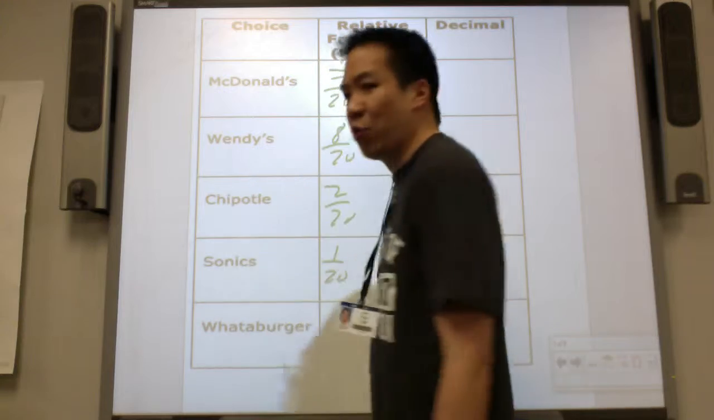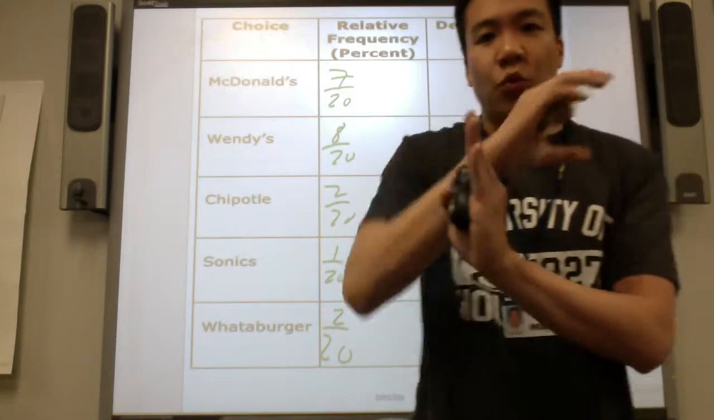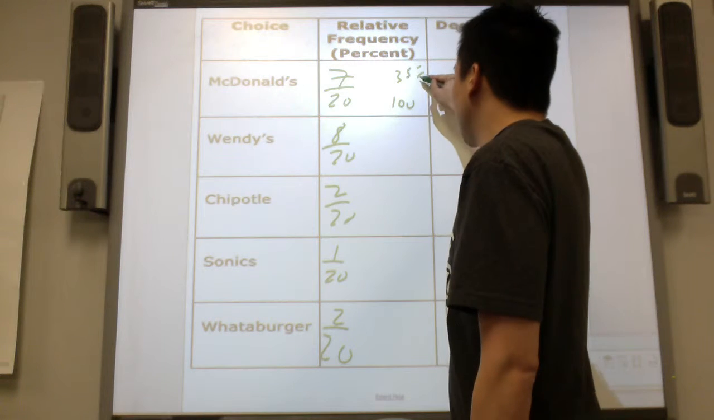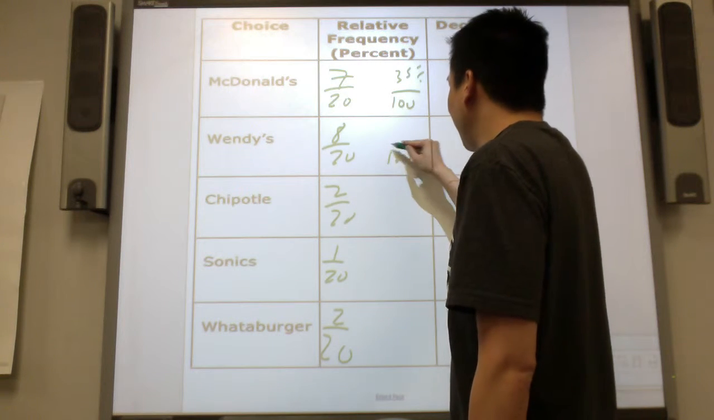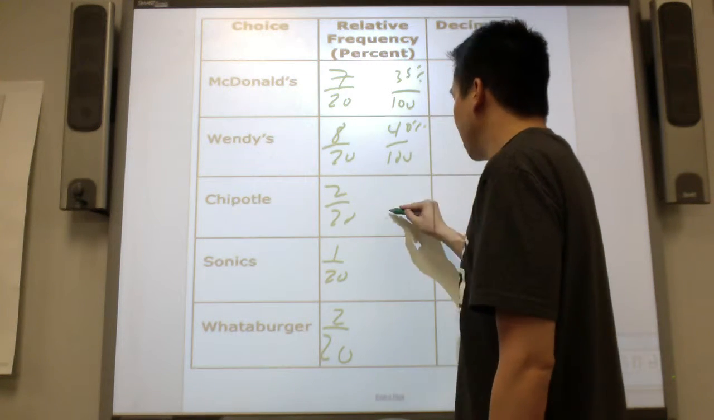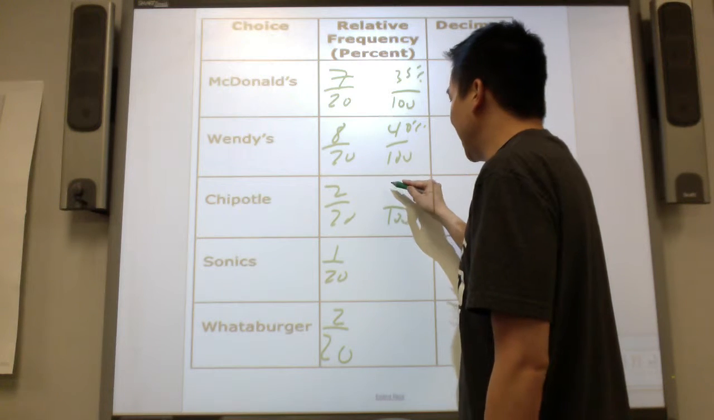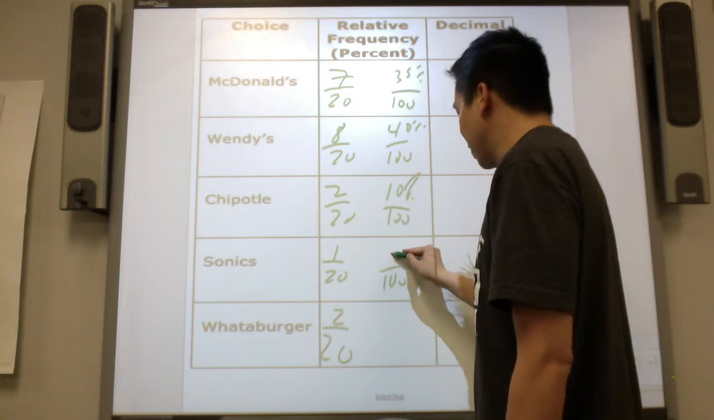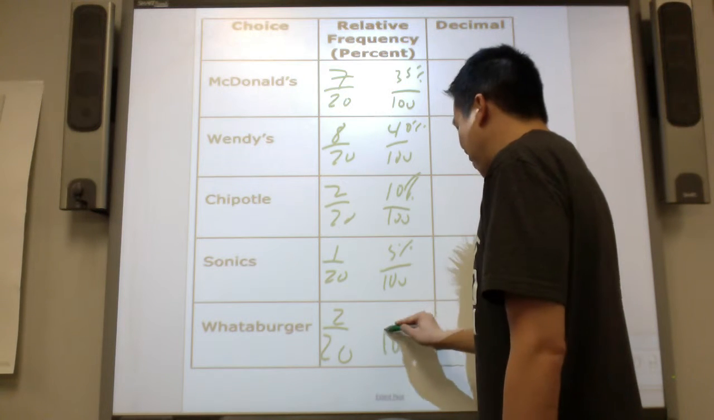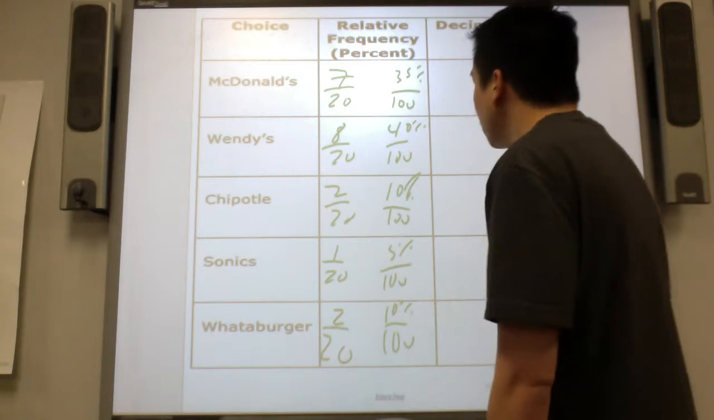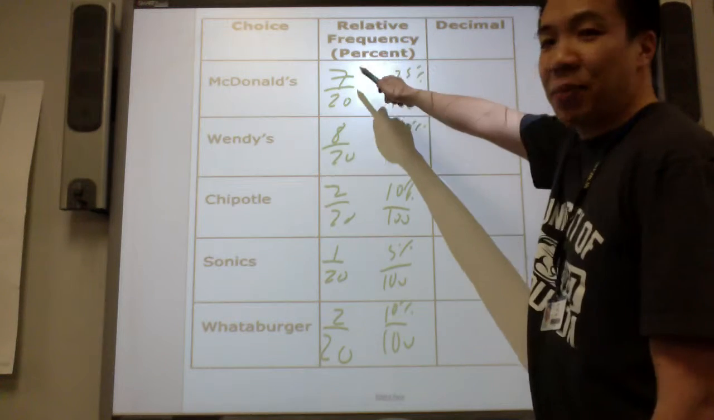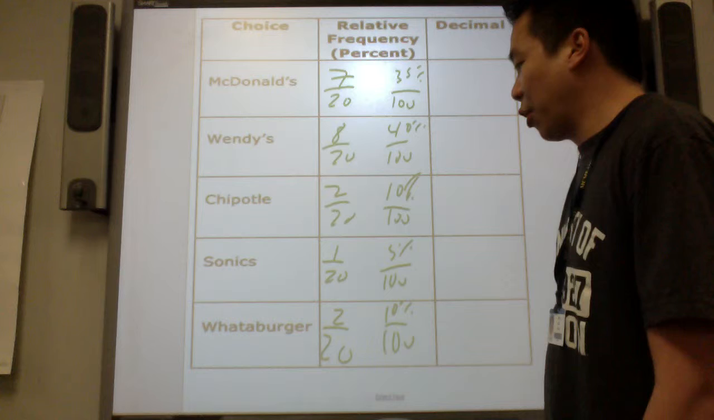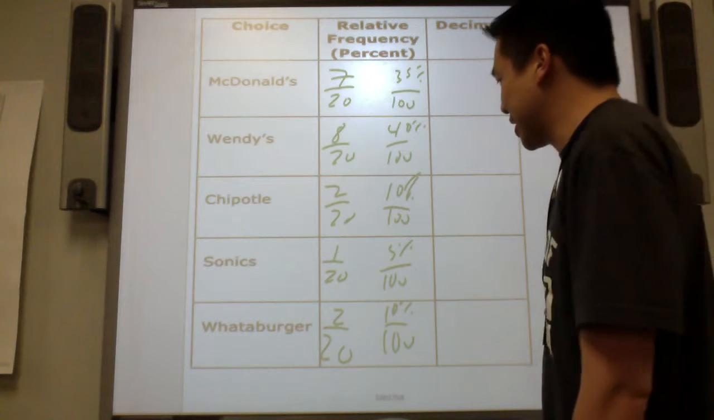So what is the percent again? What's the relative frequency? I mean, per 100. So you build it up by 5, 35%. You build it up by 5, that's 40%. You build up by 5, that is 10%. You build up by 5, that's 5%. You build up by 5, that's 10%. So as you can tell, 35% like McDonald's, 40% like Wendy's, 10% like Chipotle and Whataburger, and 5% like Sonic.